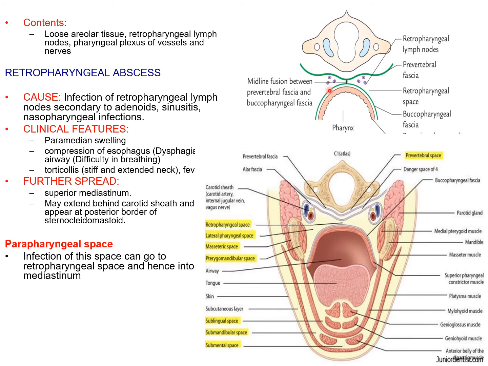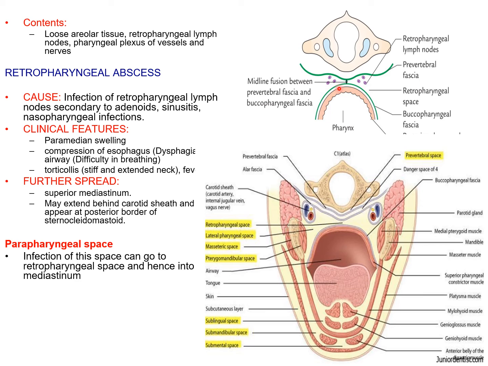The retropharyngeal space contains the loose areolar tissue, the retropharyngeal lymph nodes, and the pharyngeal plexus of nerves and vessels. So, any infection of this retropharyngeal space will result in a retropharyngeal abscess. So what could be the cause?